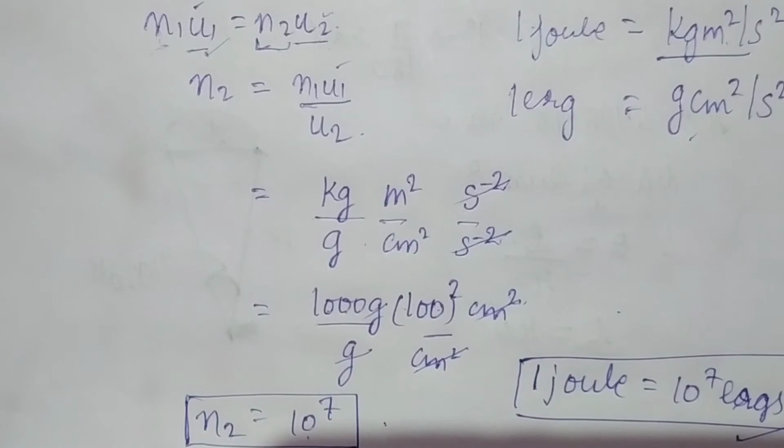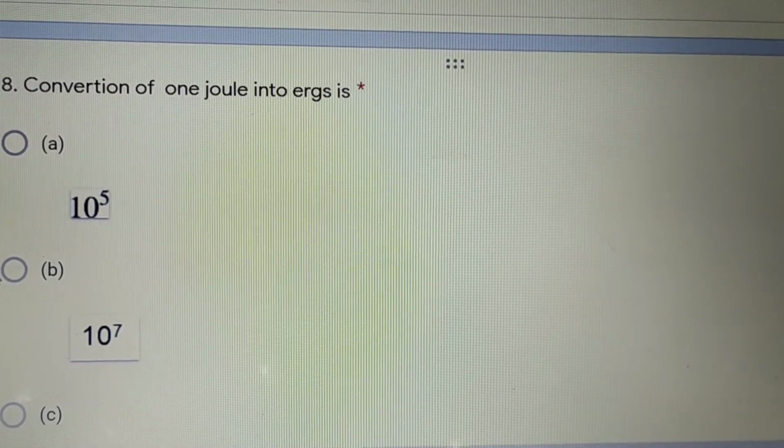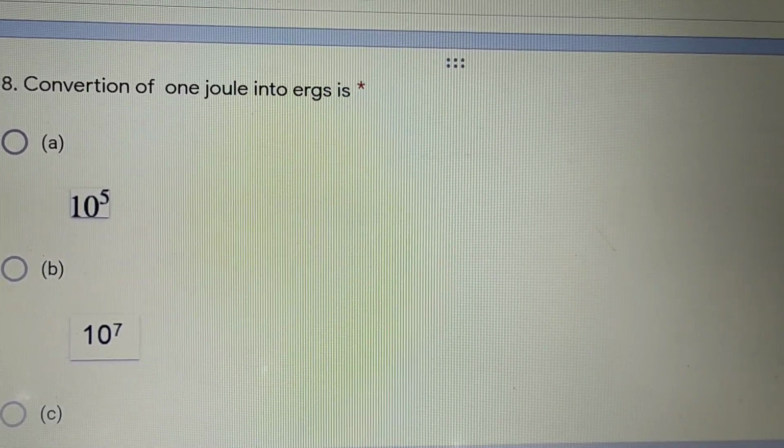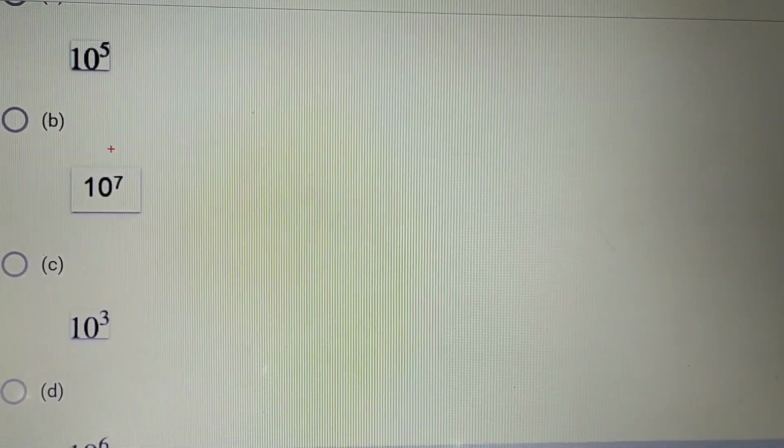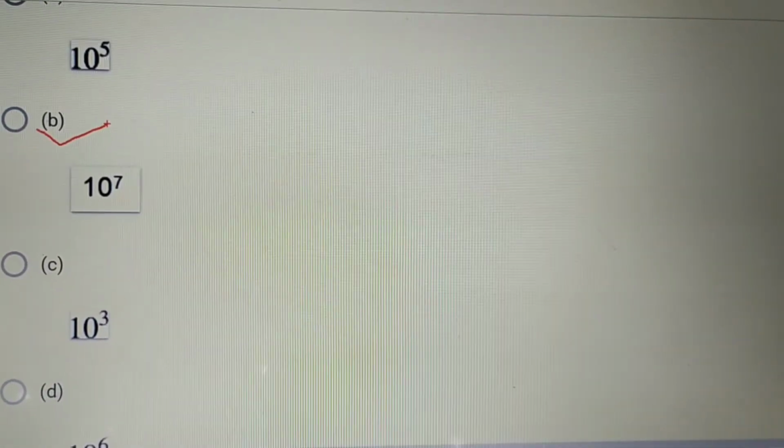So now let us proceed to the next question. You can easily see 1 joule is equal to 10 to the power 7 ergs. So option B is correct. The correct option is B. Now let us move to the next question.